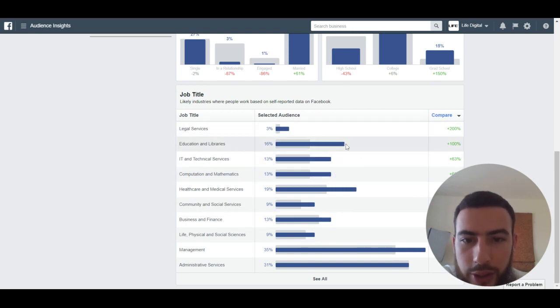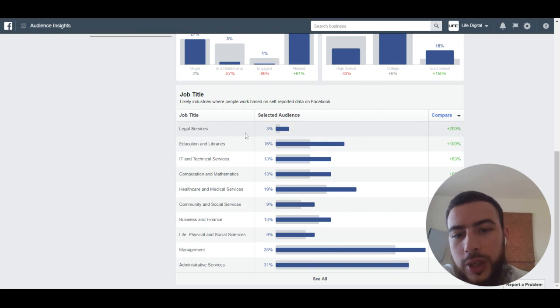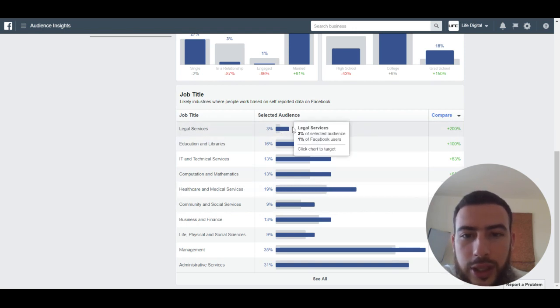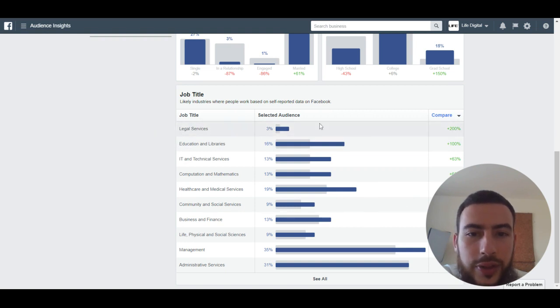Okay, and this information, job title here, I feel it's mostly more accurate in the US if you're looking at the US information, but we've got some tendency here, such as legal services. This audience is more likely to be working in legal services than most people on Facebook by far.